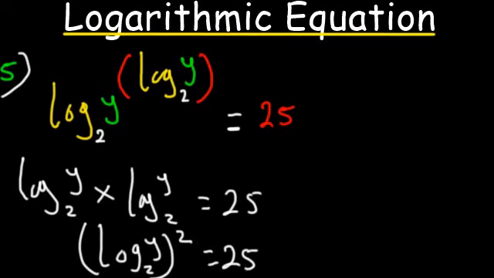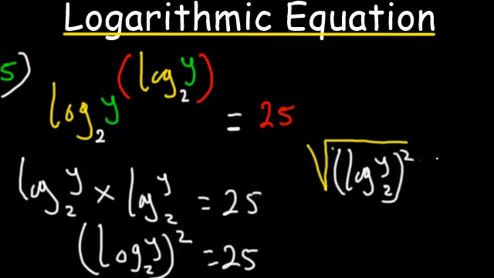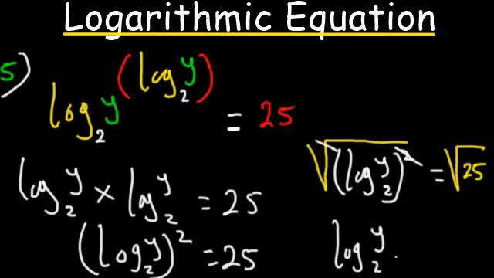Now the next thing we want to do at this point is to find the square root of both sides, so as to get rid of the square we have at this point. So doing that, we have the square root of log of y to a base of 2 squared equals the square root of 25. Good. Now the square can cancel the square root on the left-hand side, and left over we're going to have log of y to the base of 2 equals plus or minus 5, because the square root of 25 is equal to plus or minus 5.